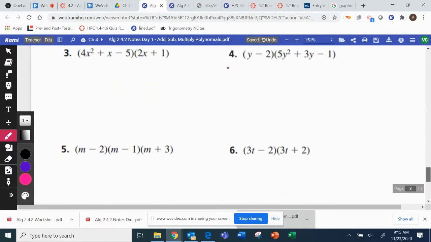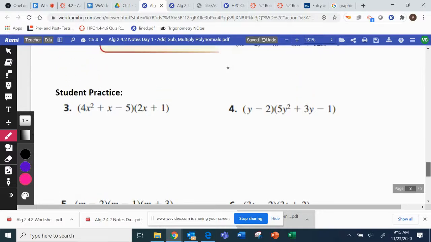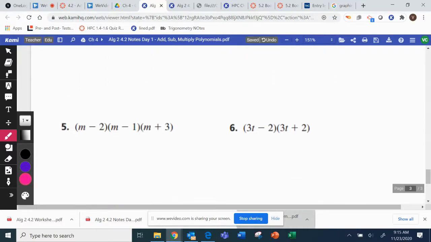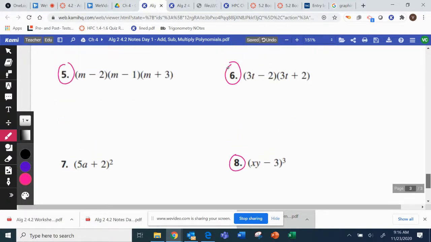Looking at this, I would like you to try 5, 6, 7, and 8 on your own. You're multiplying binomials. Whatever method you prefer. Try them.